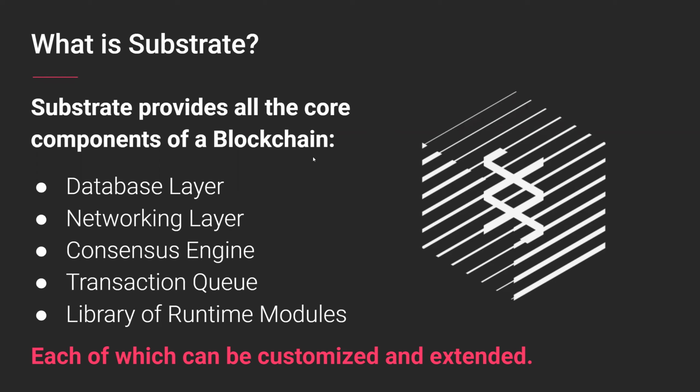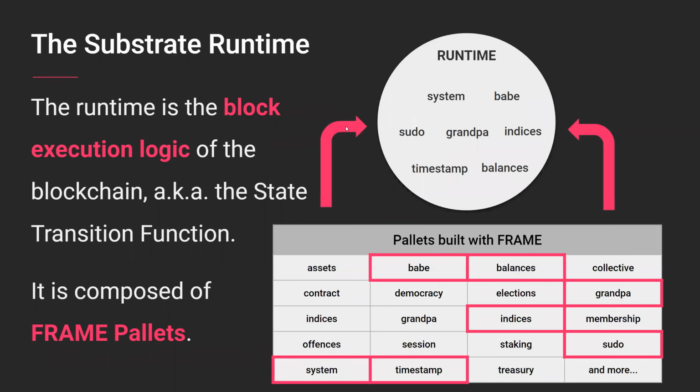So now we have Substrate, which is a framework, and it has a library of runtime modules, which are plug and play for this framework. Let's take a look at that. So the Substrate runtime is the block execution logic of the blockchain, aka the state transition function.